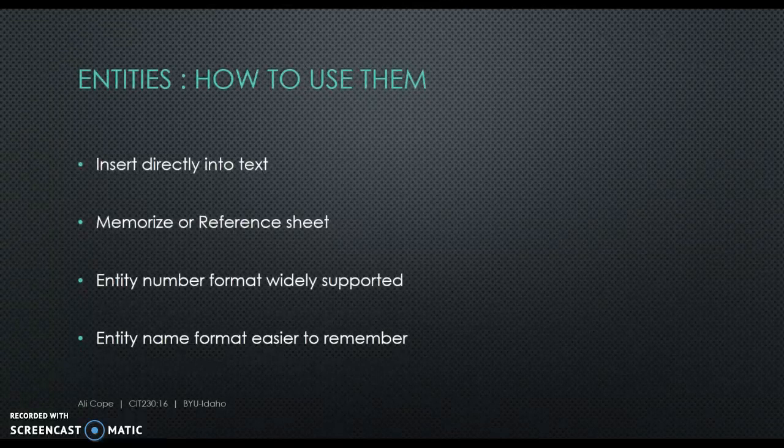So, now that we know what entities are, how do we use them? Well, it's quite simple. They're inserted directly into the text. So we can use them by memorizing which entity corresponds to which character, or we can use a reference sheet because there are a lot of entities. So for common ones that you may use often, you will probably memorize them over time. For those that you may not use very often, there are plenty of reference sheets online, and I will provide links to some of the best ones at the end of this presentation.